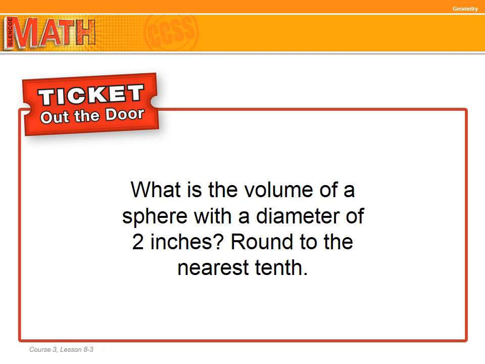Last but not least, ticket out the door. Now remember, the ticket out the door you're going to do on Formative. You can show your work on the paper, or that's where I would do it, on the note paper that you have. But you're going to answer on Formative, what is the volume of a sphere with a diameter of 2 inches? Round to the nearest tenth. I want to give you a hint. That's why I said hint there. Hint.